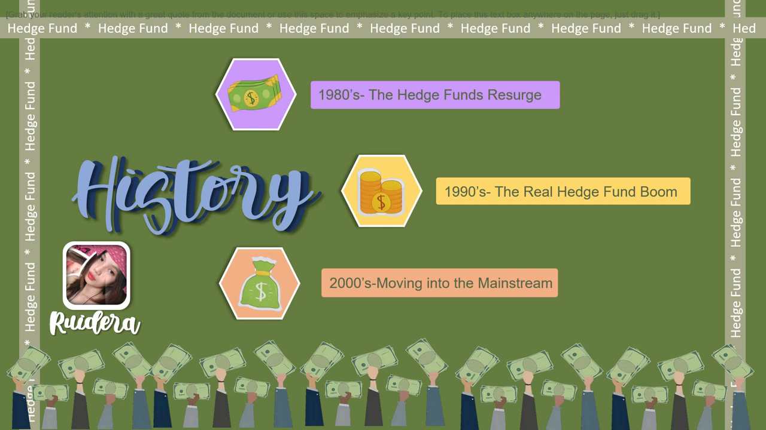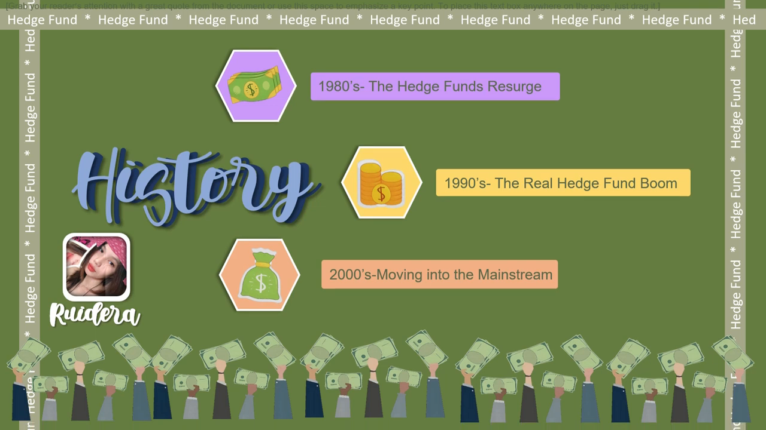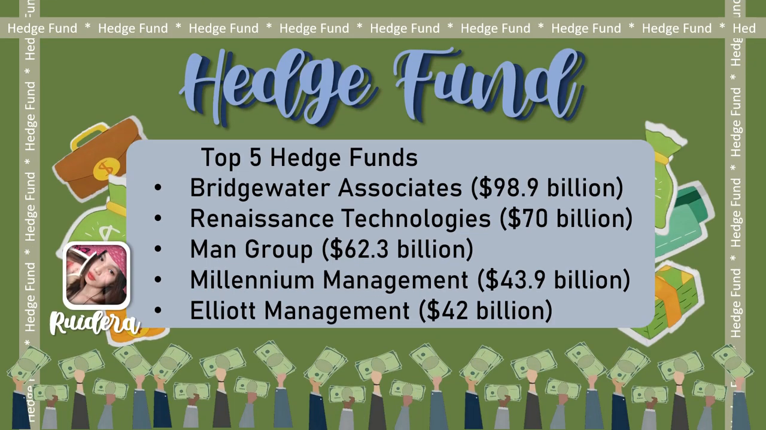Lastly, the year 2000. This is considered the move into the mainstream. Institutional investors such as pension funds, insurance companies, and sovereign wealth funds made their first investments in hedge fund products. So here are the top 5 hedge funds as of today, namely Bridgewater Associates, Renaissance Technologies, Man Group, Millennium Management, and Elliott Management. That's all for my report. Thank you very much for listening.